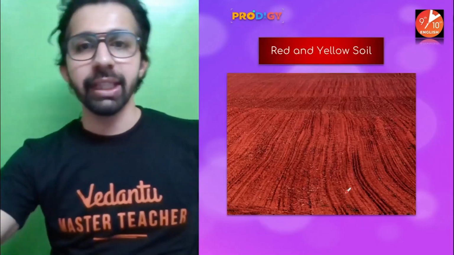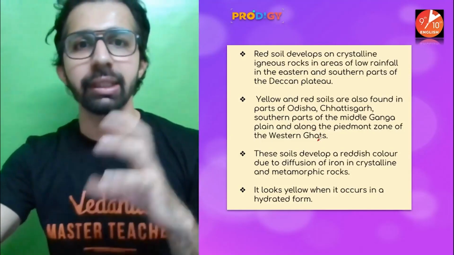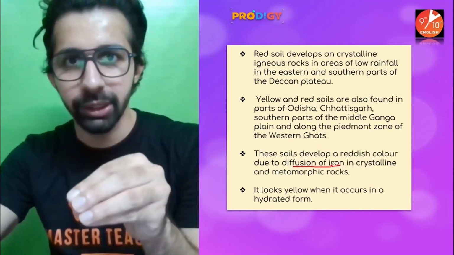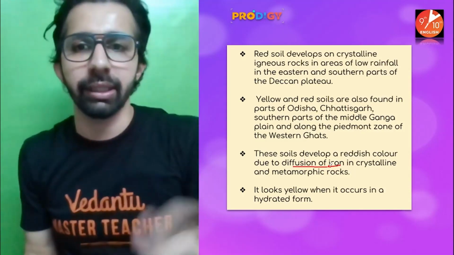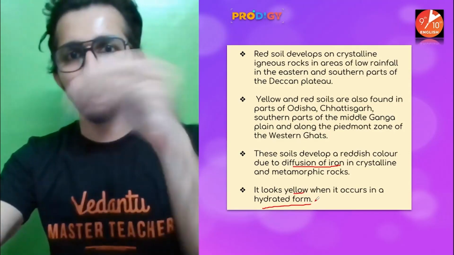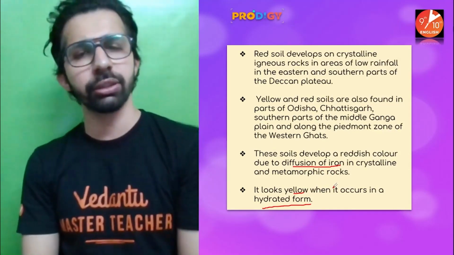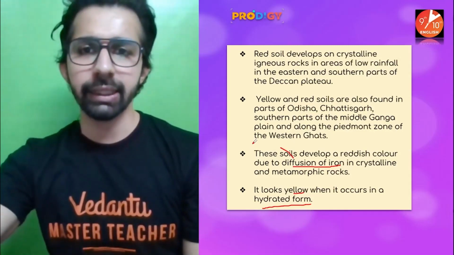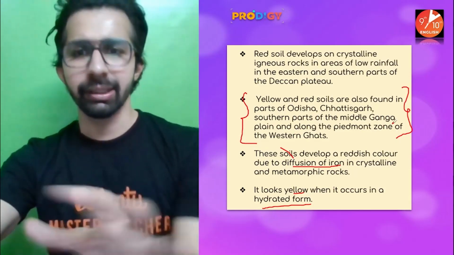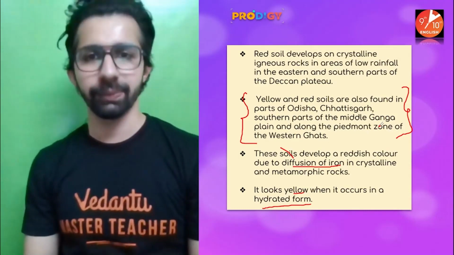All right. Next, we have got red and yellow soil. Guys, why is it red in color? The reason behind it is the diffusion of iron, because it consists of iron molecules. That is why, due to the diffusion of iron, it looks red in color. Why does it turn yellow? When it is in hydrated form. When you find water molecules in this soil, it will turn yellow in color. When it has iron diffusion, it gives rise to red color. Guys, these are the places where you will find red and yellow soil: Odisha, Chhattisgarh, southern parts of the middle Ganga plains.